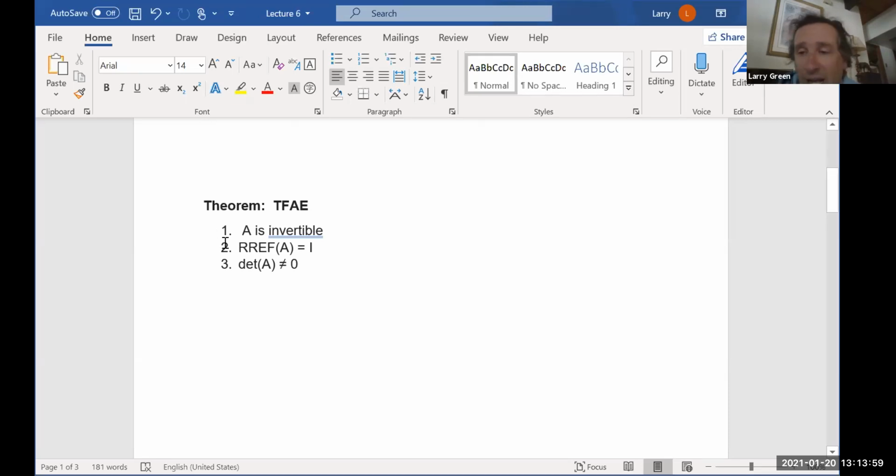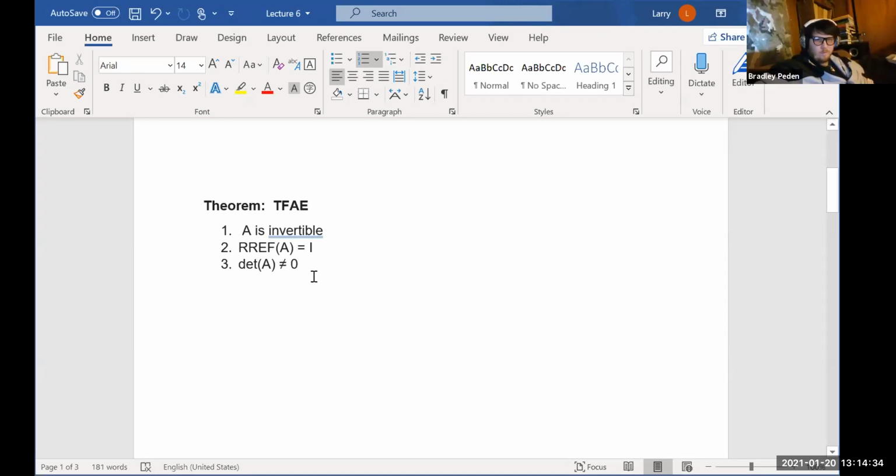So 1 and 2 is what we got last week. Number 1 is A is invertible. And number 2 was that if you take the RREF, reduced row echelon form of A, you get the identity. And then number 3, and this is often the easiest one to show, is that the determinant of A is non-zero. So if the determinant of A is 0, then if you tried to find an inverse, what would happen? You won't. Exactly, you won't.